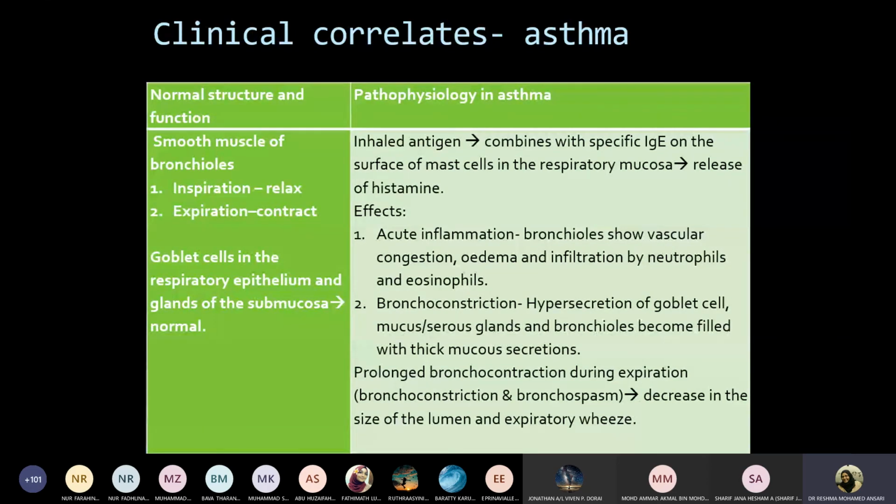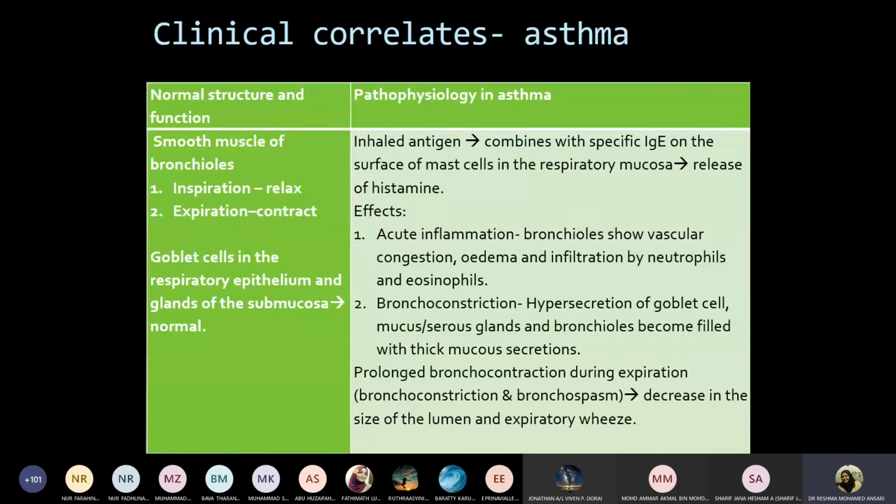In asthma, there is an inhaled antigen. Either it is a virus or a dust particle or any allergen which you are not used to, which you are sensitive to. It will combine with IgE on the surface of mast cells. So it will release histamine. So the effect is that the bronchioles will show vascular congestion, edema and infiltration by neutrophils, plus there is bronchoconstriction.